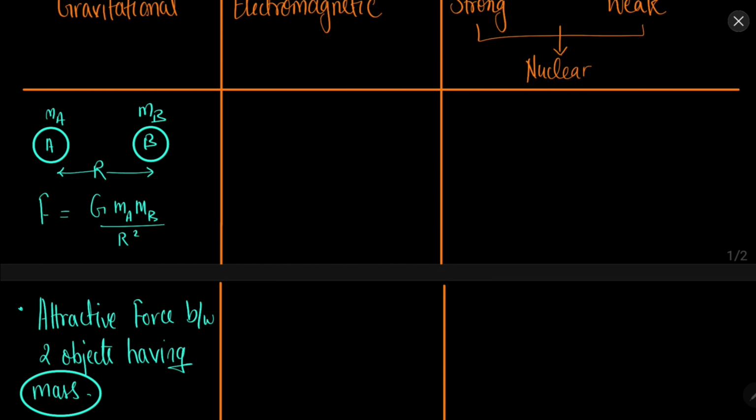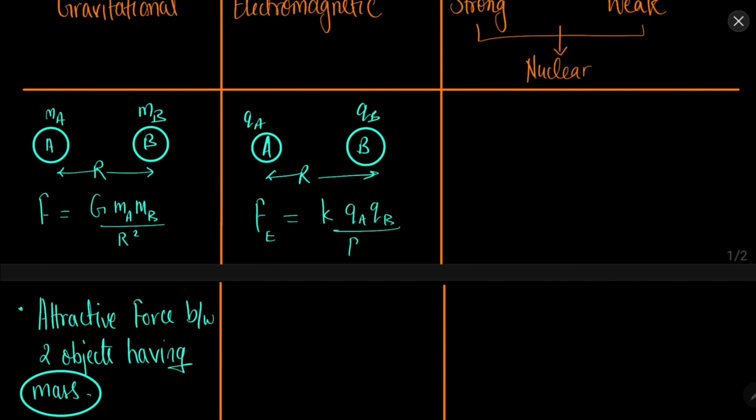So let's say we have two charges, charge A and charge B, Qa and Qb, and the distance between the centers is r. One of the electromagnetic forces, that is the electrostatic force, is represented like this: K Qa Qb by r square, quite similar to gravitational force.